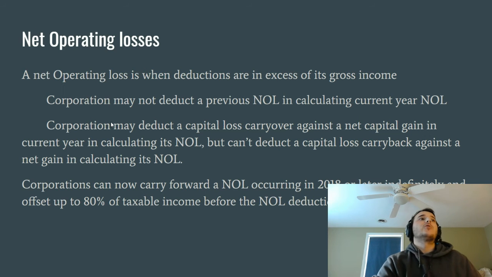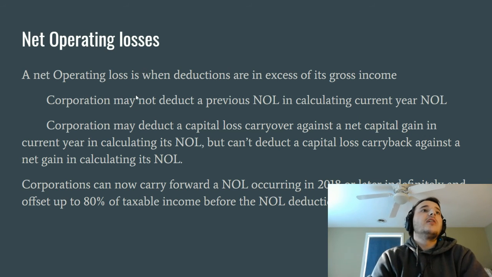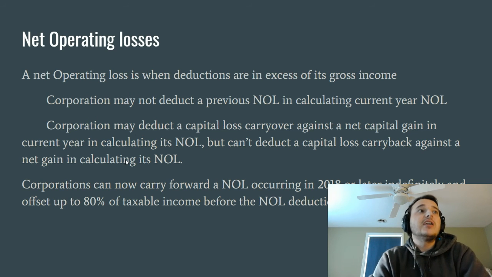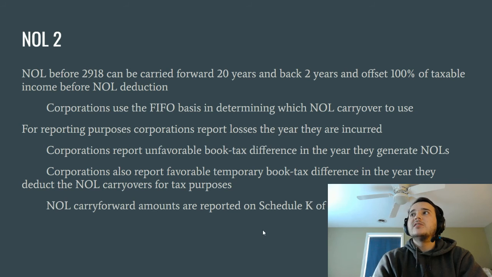And corporations can now carry forward NOLs occurring in 2018 or later indefinitely and offset up to 80% of taxable income for the NOL deduction in those future years. And if it's before 2018, then it can be carried forward 20 years and back 2 years and offset 100% of taxable income before the NOL deduction. And corporations will use the FIFO basis in determining which NOL carryover to use.